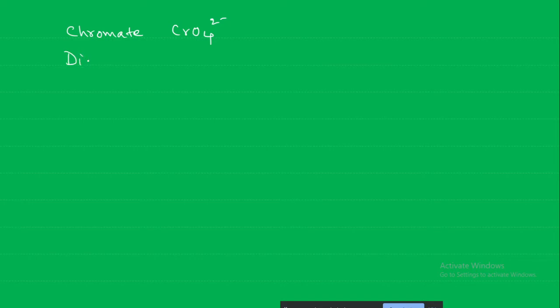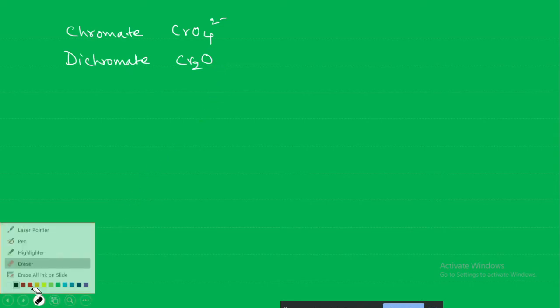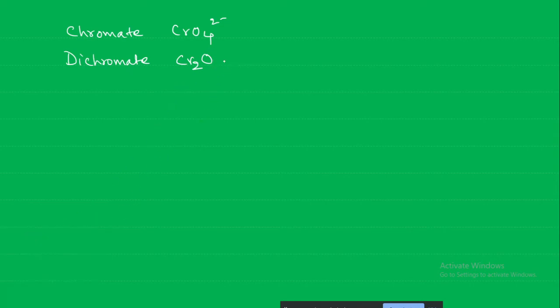Dichromate. That means there will be 2 chromium. And here the oxygen, when you make it double, it should be O8. But one of the oxygens is replaced by chromium, so it will no longer be 8. It will become 7: Cr2O7 2 minus. So these are the two important anions of chromium.